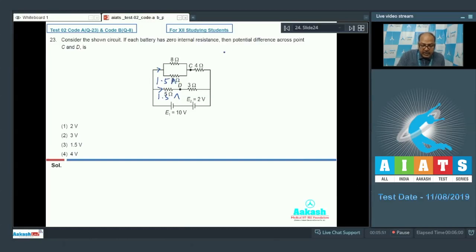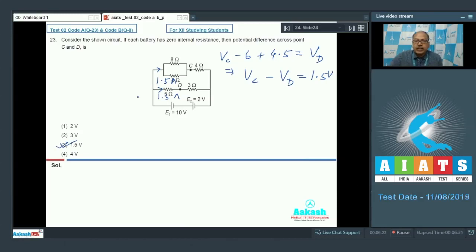So if we start from C, VC minus 1.5 into 4, that is 6, plus 1.5 into 3, that is 4.5, is equal to VD, which means VC minus VD is 1.5 volt, which matches with option 3.